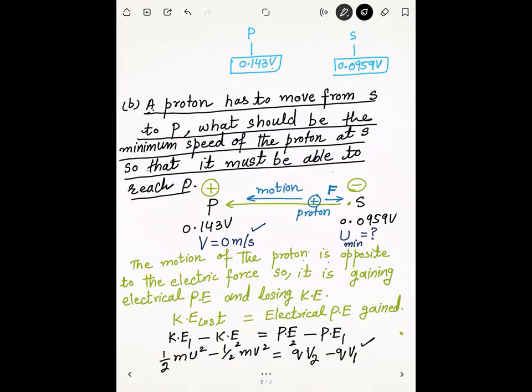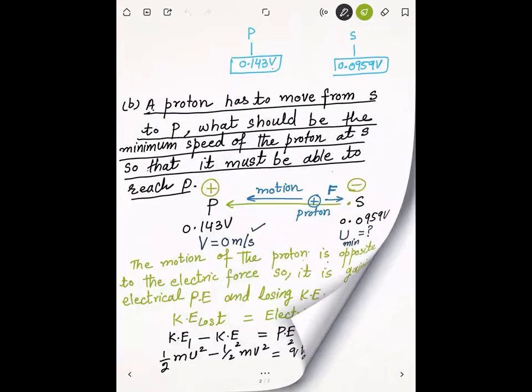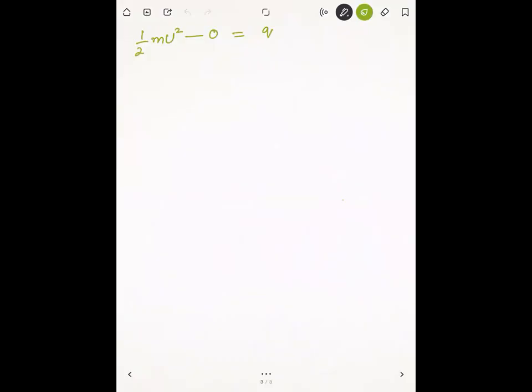So we are doing this to keep both the sides positive because we cannot equate loss and gain because loss is negative and gain is positive. Loss of energy will have a negative sign. Gain of energy will have a positive sign and we cannot equate both of them. Now, if we substitute the values, it will become 1 over 2 mu square minus 0 is equal to Q times the final point is Vp. So Q times Vp minus Q times Vs.